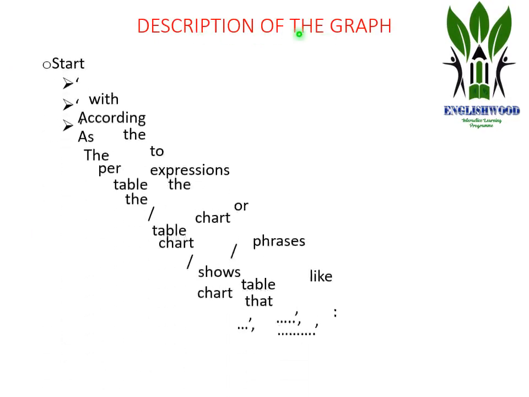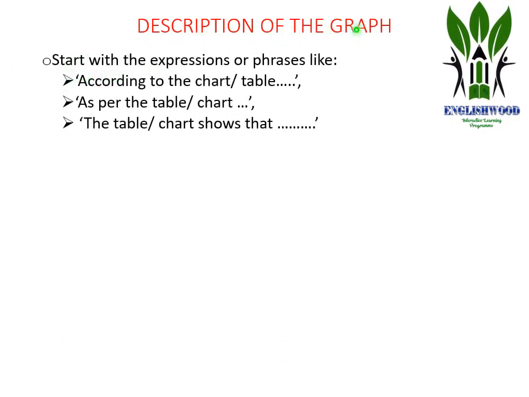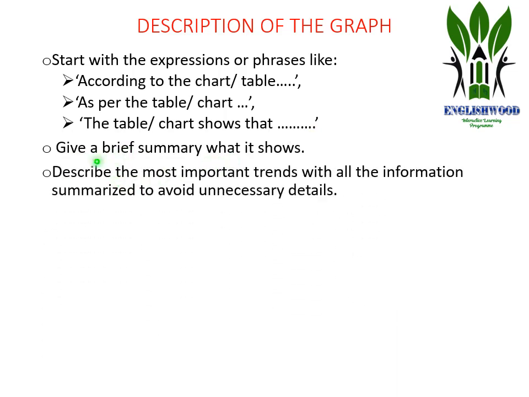Now, description of the graph. While describing, this is the body part. Start with expressions or phrases like according to the chart, according to the table, according to the graph, bar graph, pie chart, whatever is there, or as per the table, the chart shows that. Then give a brief summary of what it shows, a very short summary. Then describe the most important trends with all the information. Summarize to avoid unnecessary details. Don't give unnecessary details. Important trend means what it shows.